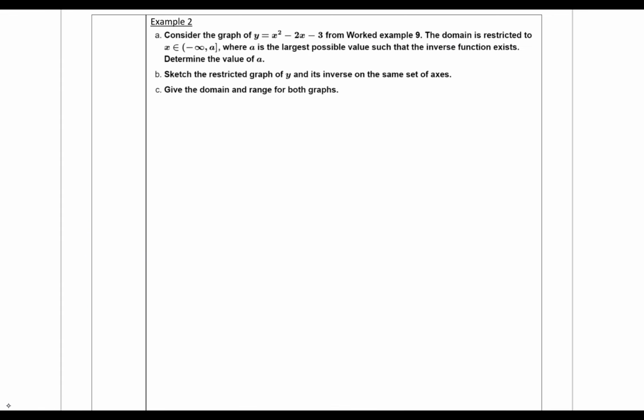We're now going to look at what is virtually the same question. We're being told to consider this graph. So this graph here is y equals x squared minus 2x minus 3.